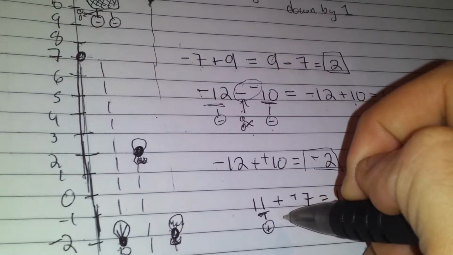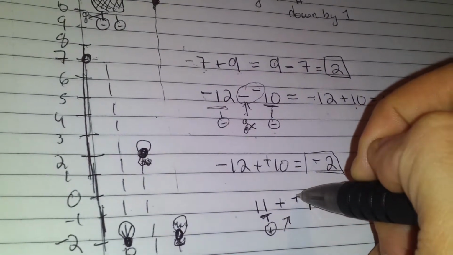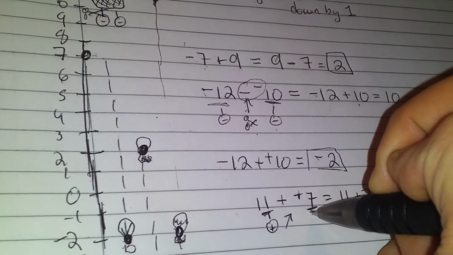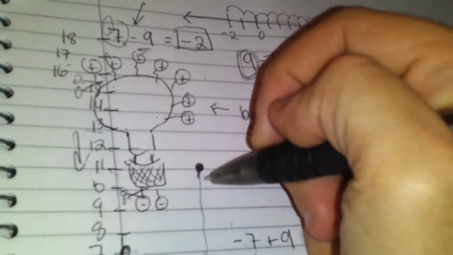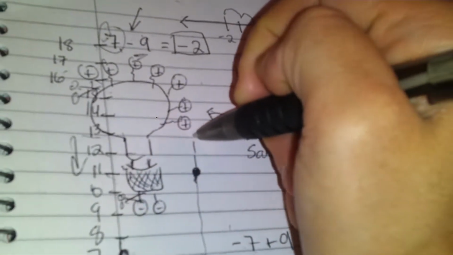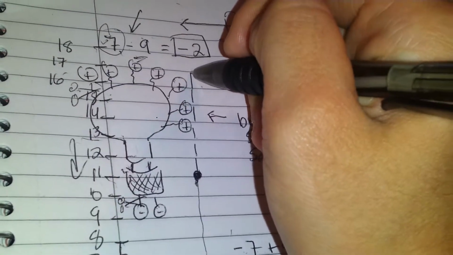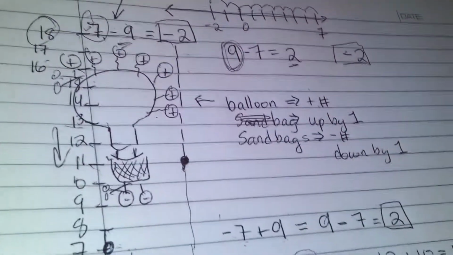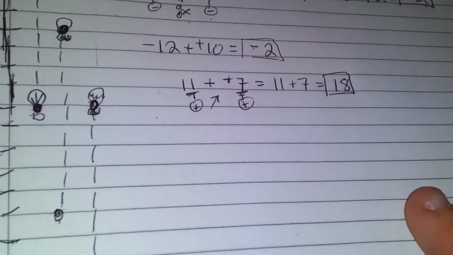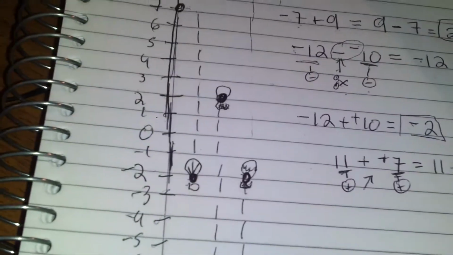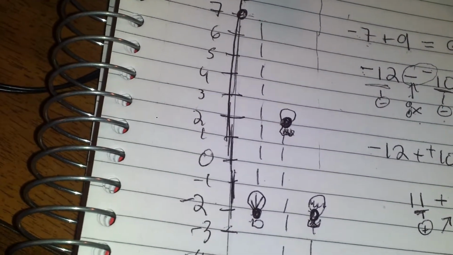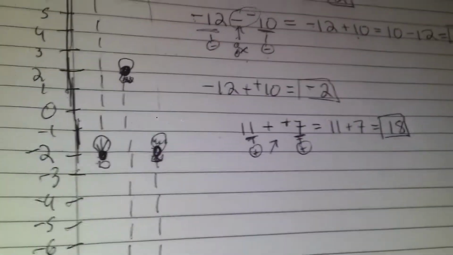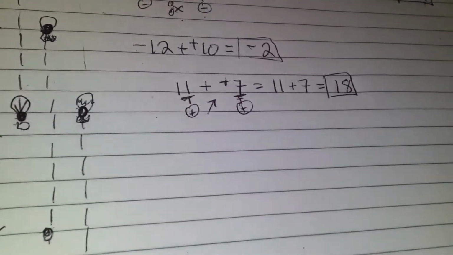Then we put on 7 more balloons. These are also balloons because this is a positive number. So when I add 7 more balloons, of course it has to go up by 7 more. 1, 2, 3, 4, 5, 6, 7. And what number are we at? 18. So we've successfully checked our work. You might see another similar problem. And so I would highly recommend being able to solve these.